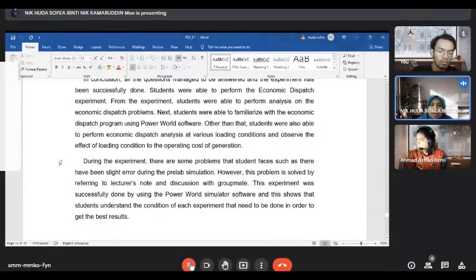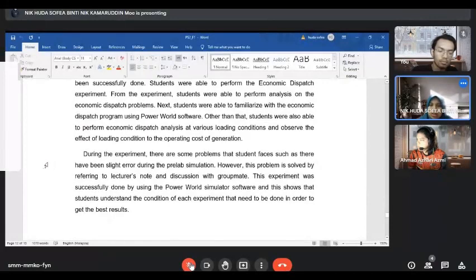During the experiment, there were some problems that students faced, such as a slight error during the pre-lab simulations. However, this problem was solved by referring to lecture notes and discussion with group mates. This experiment was successfully done using the PowerWorld simulator software, and this shows that students understand the conditions of each experiment that need to be done in order to get the best result.